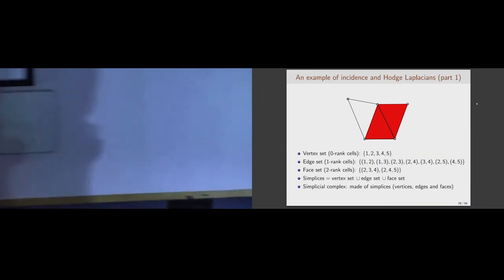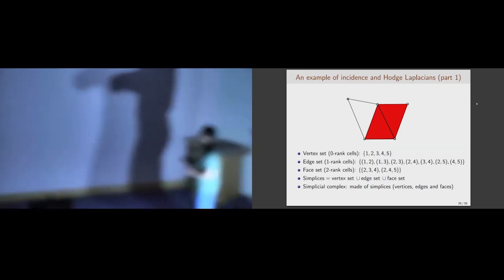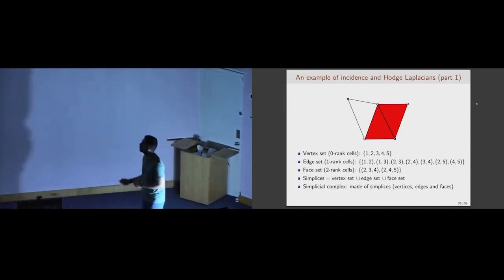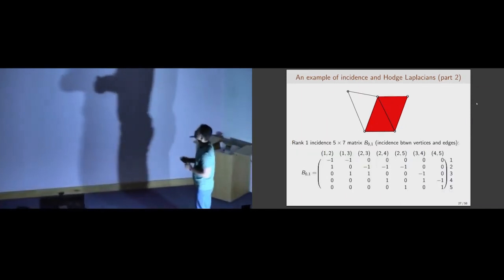So this is the extra information that makes the original graph a simplicial complex. So taking together the vertex, edge, and face set, that makes up all the simplices in a simplicial complex. And all these simplices essentially together collectively make up the simplicial complex.